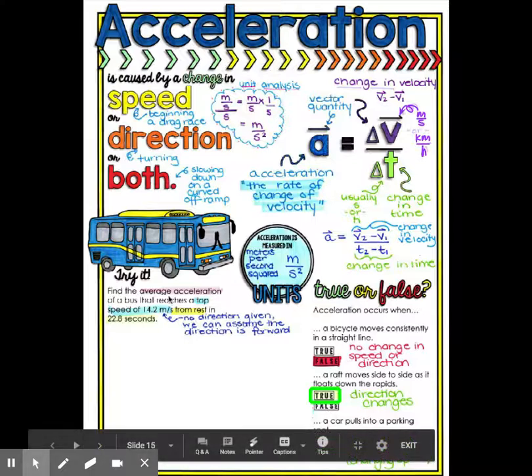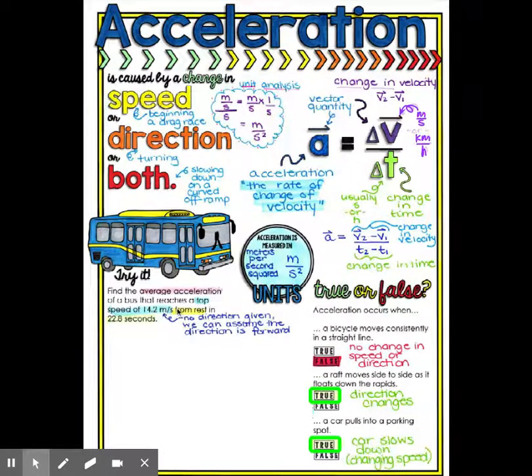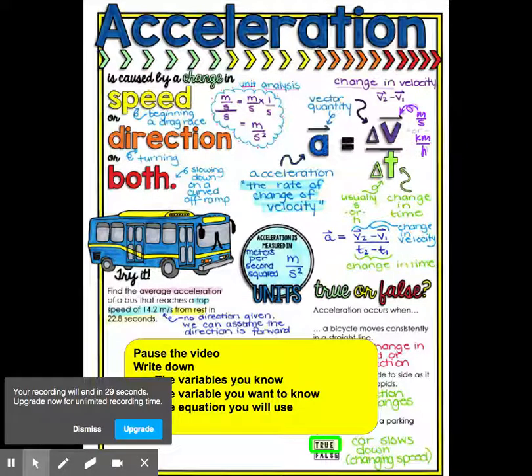Okay, take a look over here. This is the last example we're going to do. Find the average acceleration of a bus that reaches a top speed of 14.2 meters per second from rest in 22.8 seconds. Because there's no direction, we're going to assume the direction is forward, so that's FWD. Pause the video, write down the variables you know, what you want to know, and which equation you will use.